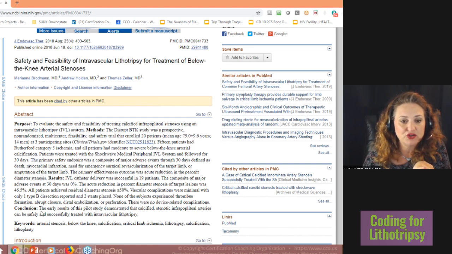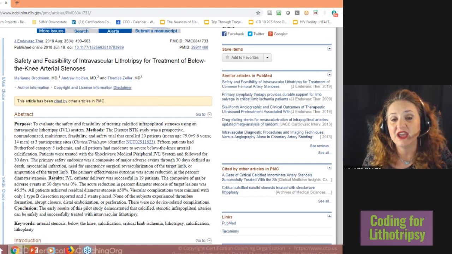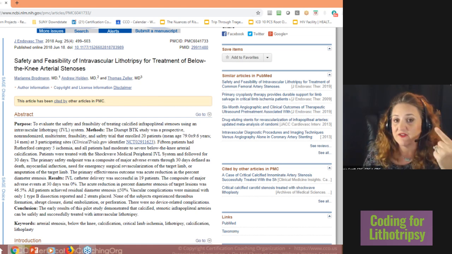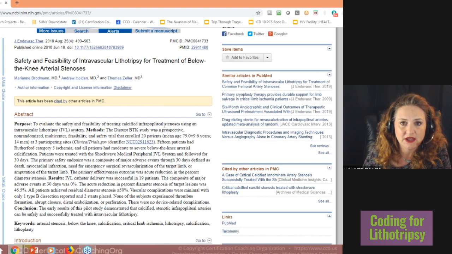Notice here, conclusion. So what is the first sentence? The purpose to evaluate the safety and feasibility, blah, blah, blah, for calcified intrapopliteal stenosis using intravascular lithotripsy, IVL. And we already know that's brand new. They've only been doing it since 2017. And it has to be peripheral. So this infrapopliteal, which is around the kneecap.